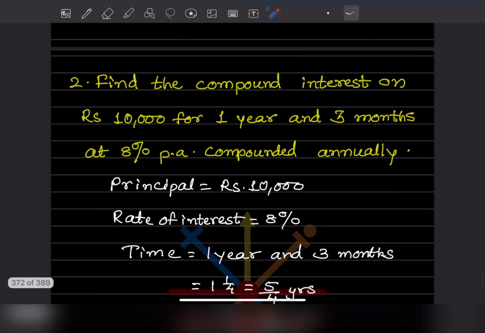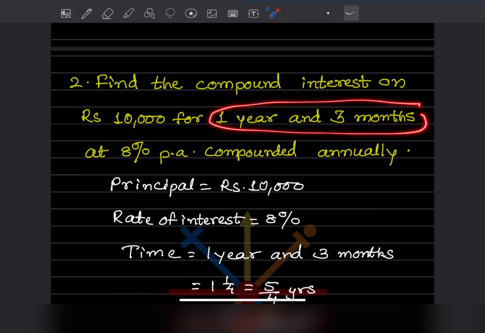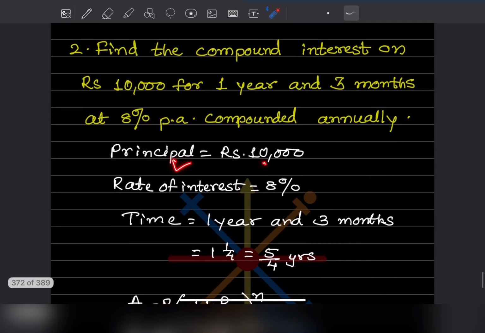Now, find the compound interest on 10,000 for 1 year and 3 months at 8% per annum compounded annually. Let us concentrate on this one first. Write the principal, that is 10,000. Rate of interest is 8% and time is 1 year and 3 months.